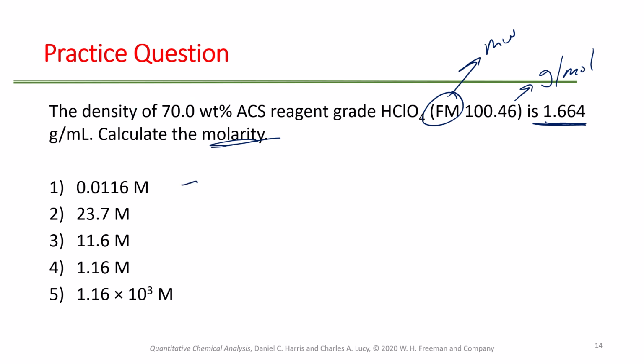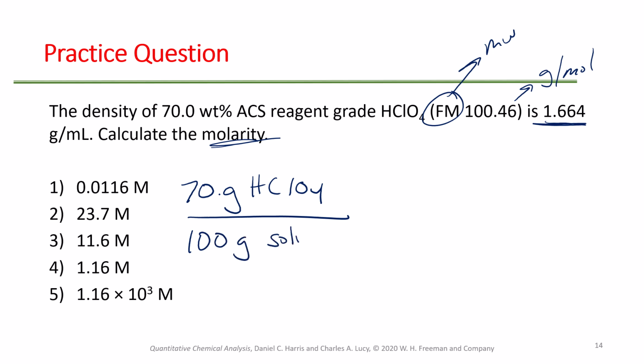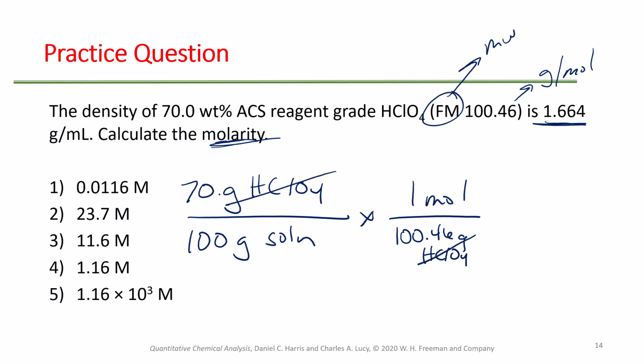If I see a weight percentage, I'm going to say 70, and that's grams of our solute, HClO4, divided by 100 grams of solution. And it's asking for molarity. So I need to go from grams to moles, and from grams on the bottom to liters using density. So let's set that all up. On the top, I need to go from grams to moles by dividing it by the molecular weight. Okay, so that gives us moles on top, so our top number is good.